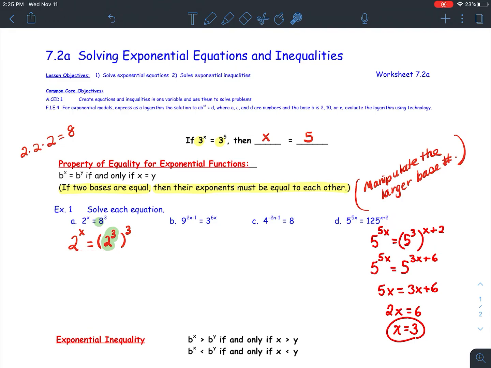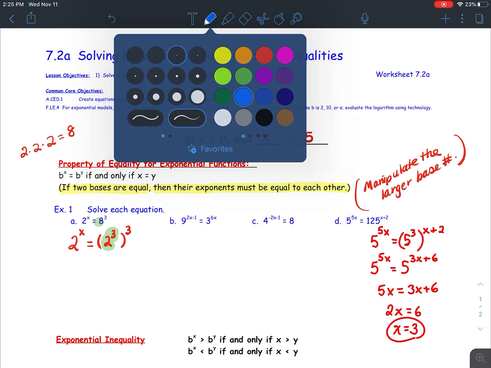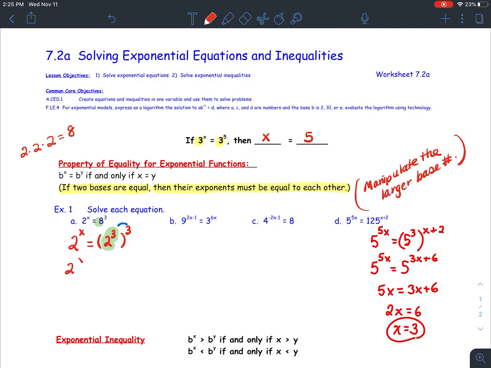Okay, now when I have it written like this, I want to go ahead and try to simplify this right side. So I'm going to take the 3 that's on the outside of the parentheses and distribute that to the 3 on the inside, and that's going to make the new exponent on the 2 a 9. Okay, now I have this situation. My two bases are now equal. I have a 2 and a 2. So that means I can now take their exponents, and they must be equal to each other. So I can take the x on the left, set it equal to the 9 on the right, and there I have solved the equation.